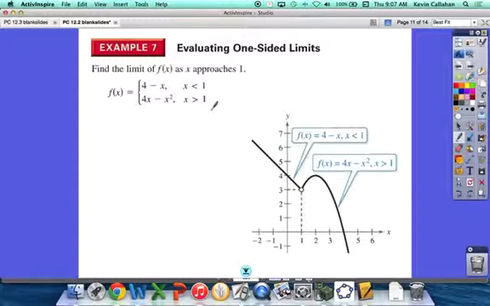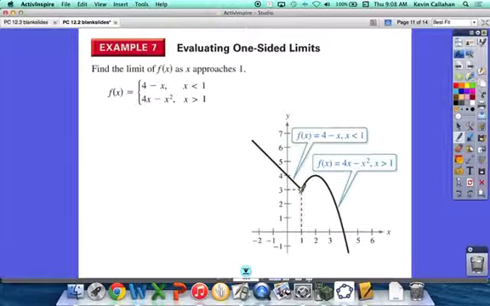There's no 0, right? Which is why when you look at the graph, there's an open circle at x equals 1. The function is not defined at 1. Not because there's any kind of divide by zero or anything. They just didn't define it at x equals 1. So there's an open circle.